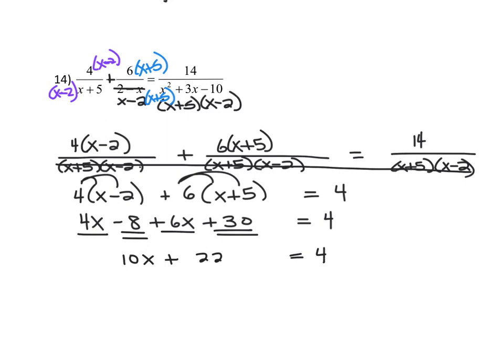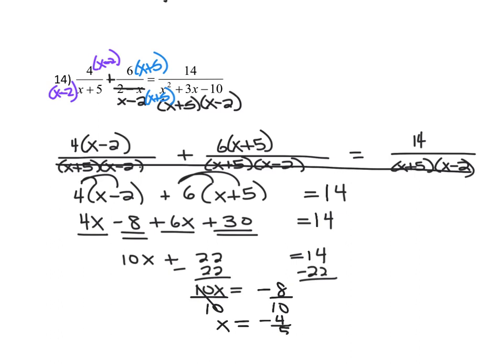So we're just trying to get the x all by itself. So I'm going to subtract 22 from both sides of the equation. So that'll give me 10x equals, oh, you know what? Hold on, look at this. I didn't even notice this. This isn't a 4, this is a 14. Okay, so there we go. So 10x equals, well, 14 minus 22 is -8. And then when I divide both sides by 10, I get x equals, now this simplifies to -4/5.